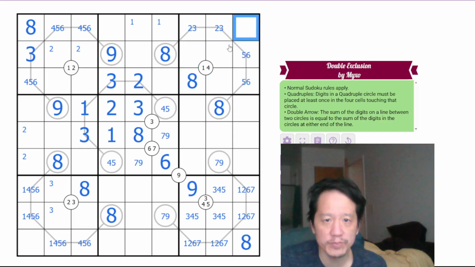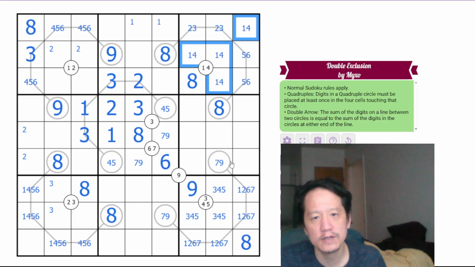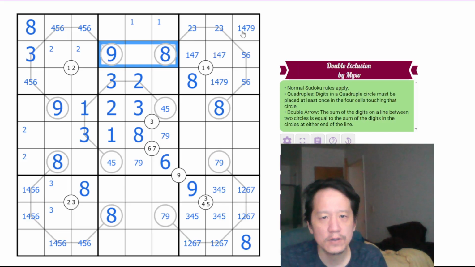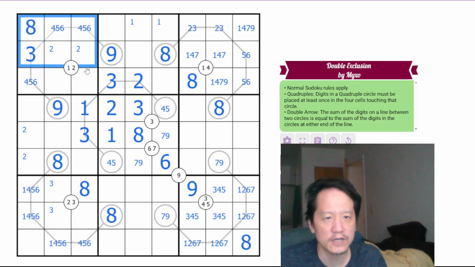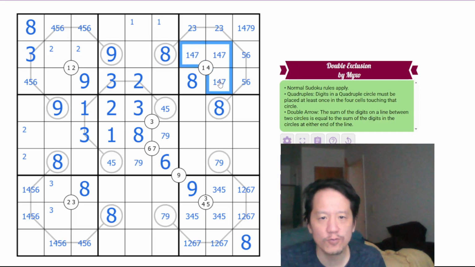Remaining digits in this box are 1, 4, 5, 1, 4, 7, and 9. But 9 cannot be here. 9 cannot be here, 9 cannot be here. In this box, actually, that's probably better. Therefore, 9 must be here in this box, which means this can't be 9. We have a 1, 4, 7 triplet now in this box, which means this has to be a 9.